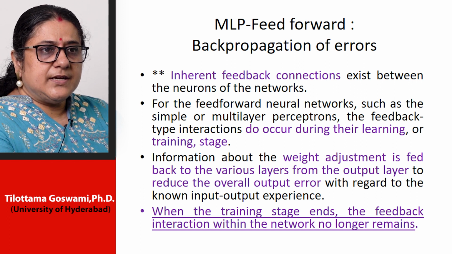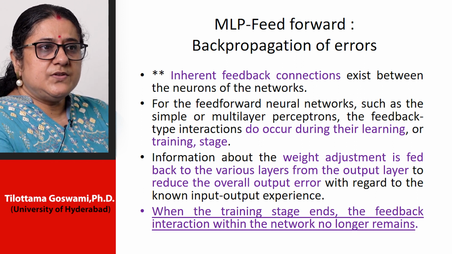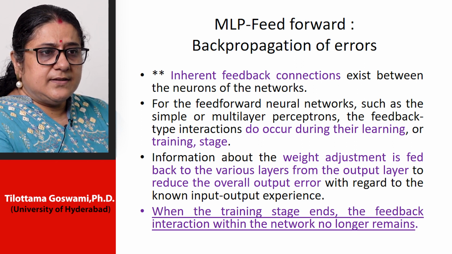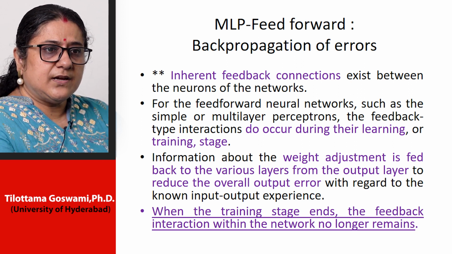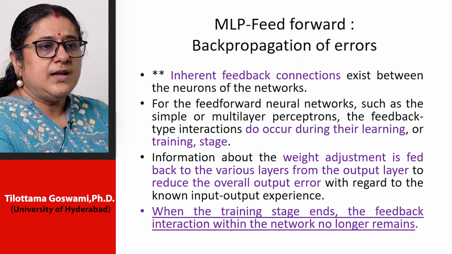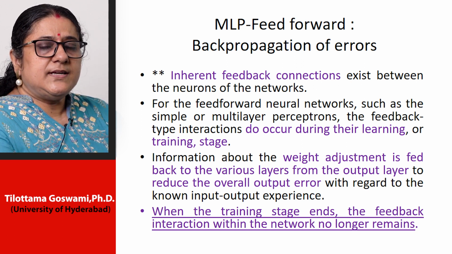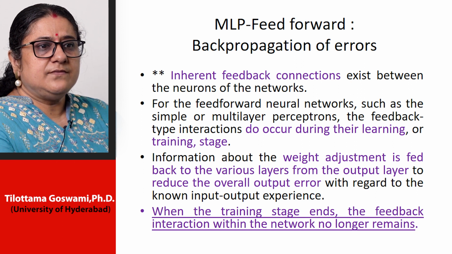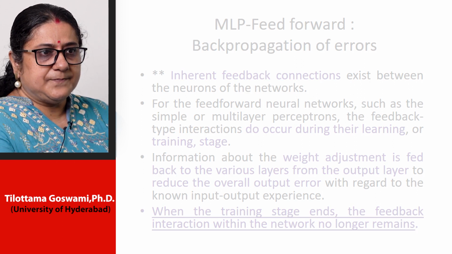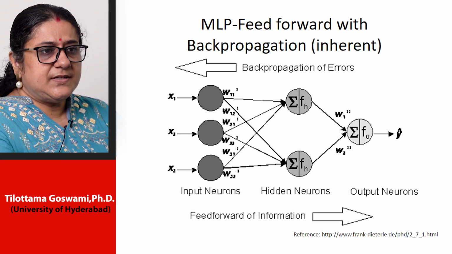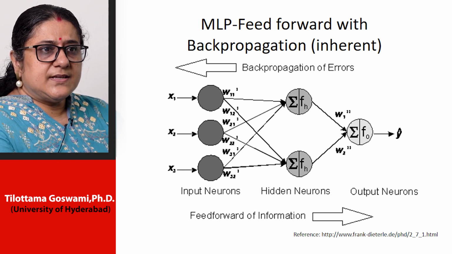The feedback connections exist between the neurons of the networks, and they occur during the learning and training stage. So the weight adjustment is fed back to the various layers from the output layer to reduce the overall output error. When the training stage ends, the feedback interaction within the network no longer remains. This is a diagrammatic representation of how the information is fed forward and how the errors are back propagated until the errors are minimized. This is going in a loop.